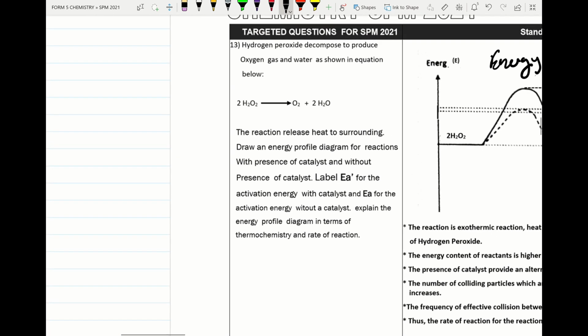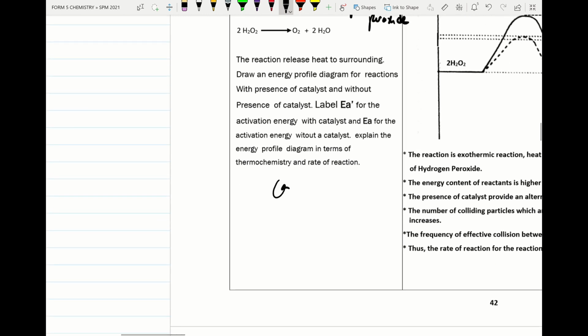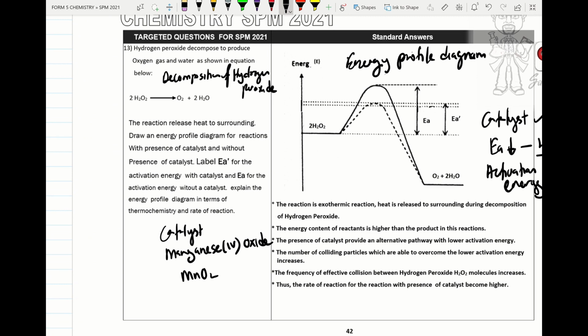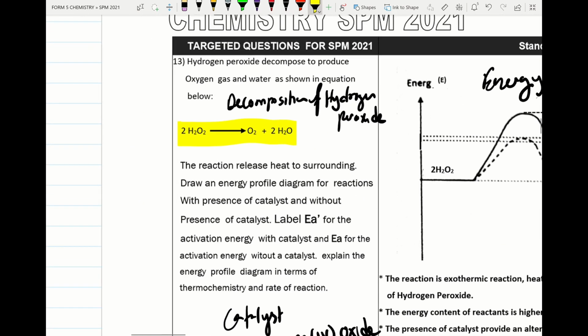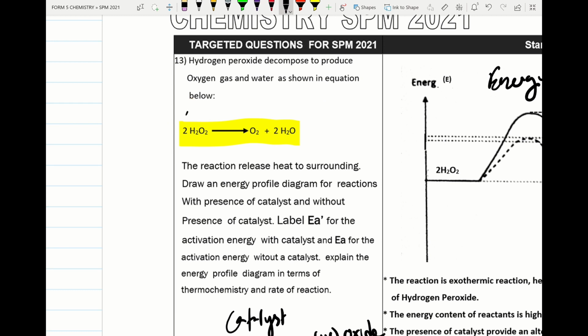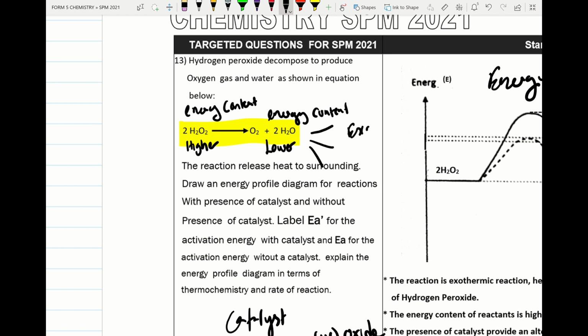All right, so this reaction is known as decomposition of hydrogen peroxide. In this reaction, we need catalyst. The name of the catalyst is manganese(IV) oxide, so MnO2. In the presence of catalyst, students have to draw the activation energy. And please remember, in the decomposition of hydrogen peroxide, the energy content of reactant is higher, and the energy content of product is lower. Therefore, the heat energy is released to surrounding, and this is known as exothermic reaction.